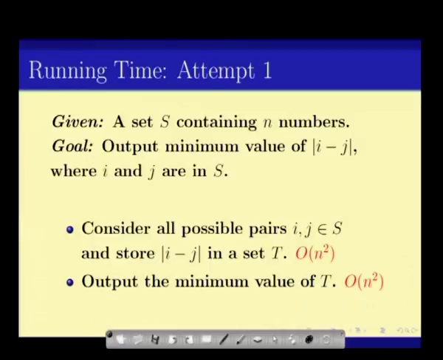Note that if we have a set of n elements, the total number of i j pairs is order n square, rather exactly n square, which we write as order n square. And to find the minimum value from a set of n square elements, we just saw that one can come up with an algorithm that takes order n square steps. So, this gives us that the total running time for finding the minimum distance in a set of n elements is order n square. The question is, can one do better?